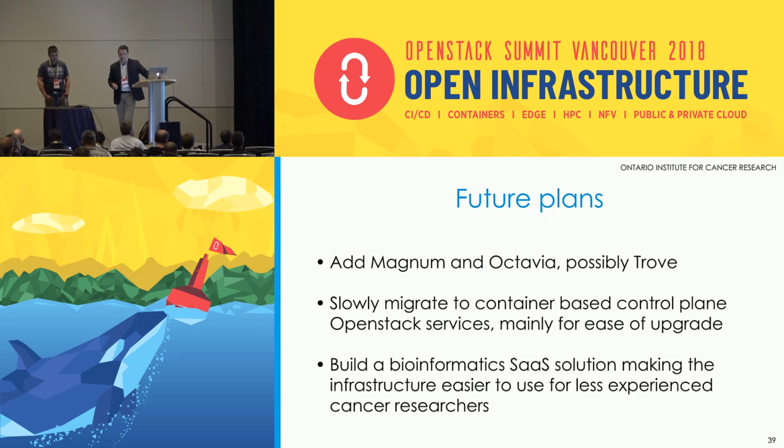In terms of future plans, we want to add Magnum, Octavia and possibly Trove, so database as a service. We also want to migrate some of our control plane services from Debian packages to containers for ease of upgrade. And our developer colleagues from OICR are working to build a software as a service solution where researchers that are not very familiar with cloud computing don't have to start instances, download the data, and automate all this with Ansible or other tools. They can just use a UI, select the data sets, select the type of analysis they want to perform, and push a button, and then they get the result into a bucket, into their project's space.